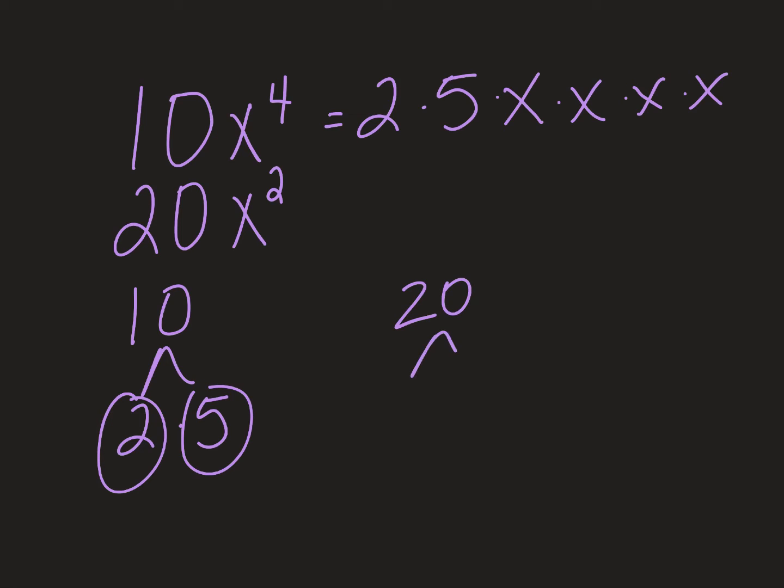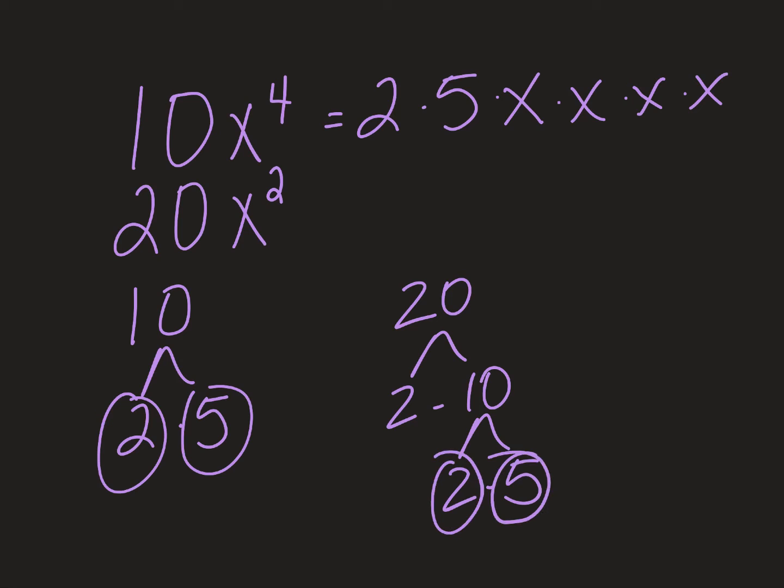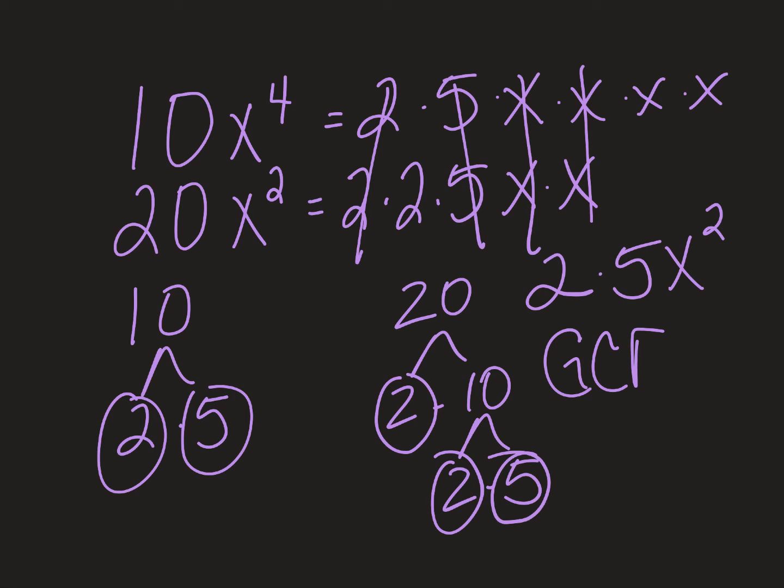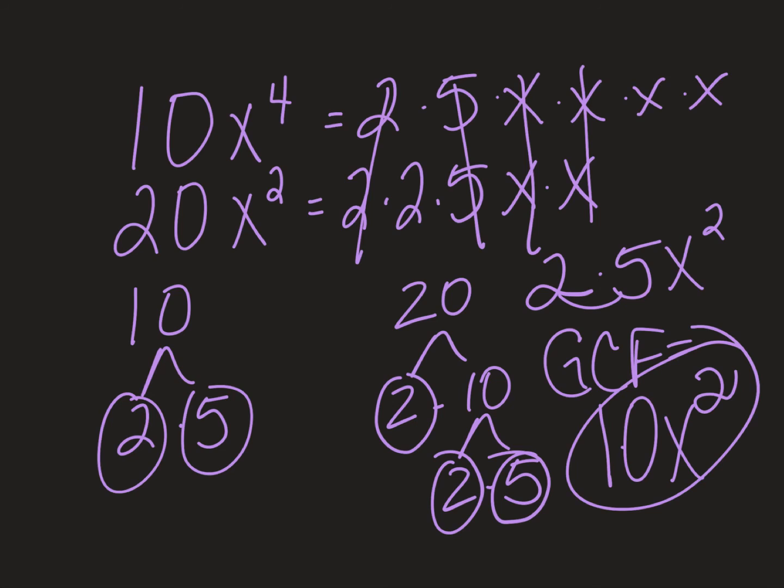20, we know we've already done, which is 2 times 10 and 2 times 5. So your prime factors here are 2 times 2 times 5, x times x. All right, so I have a set of 2's in common, and I have a set of 5's in common. Technically, you can say you have two sets, you have x squared in common, okay? So your GCF here is 2 times 5, which is 10x squared, all right? Let's try one more.